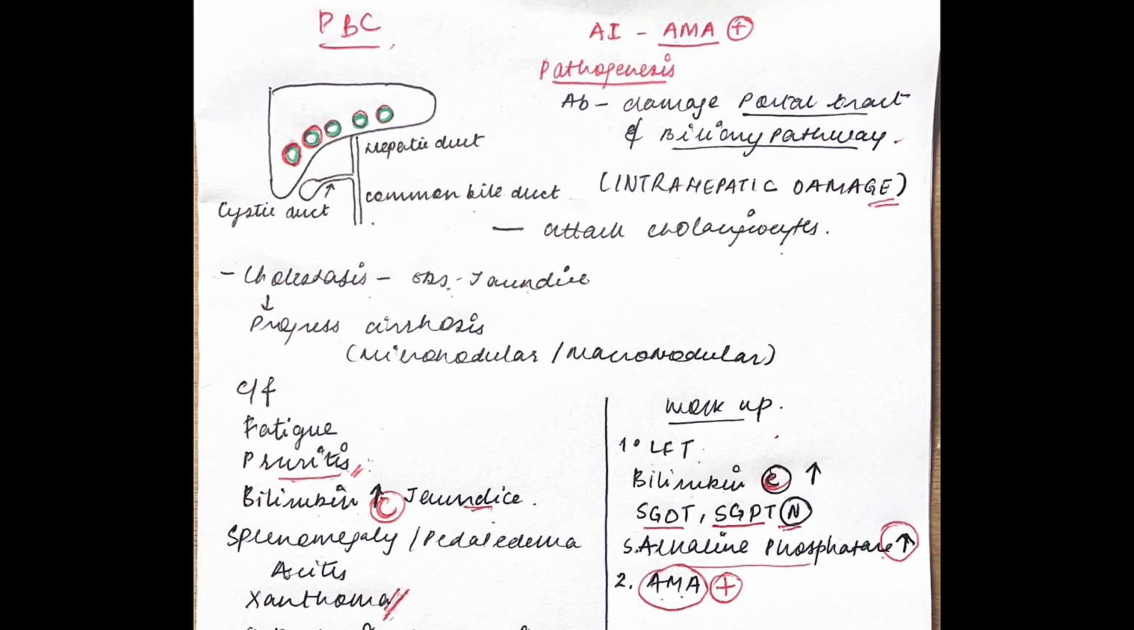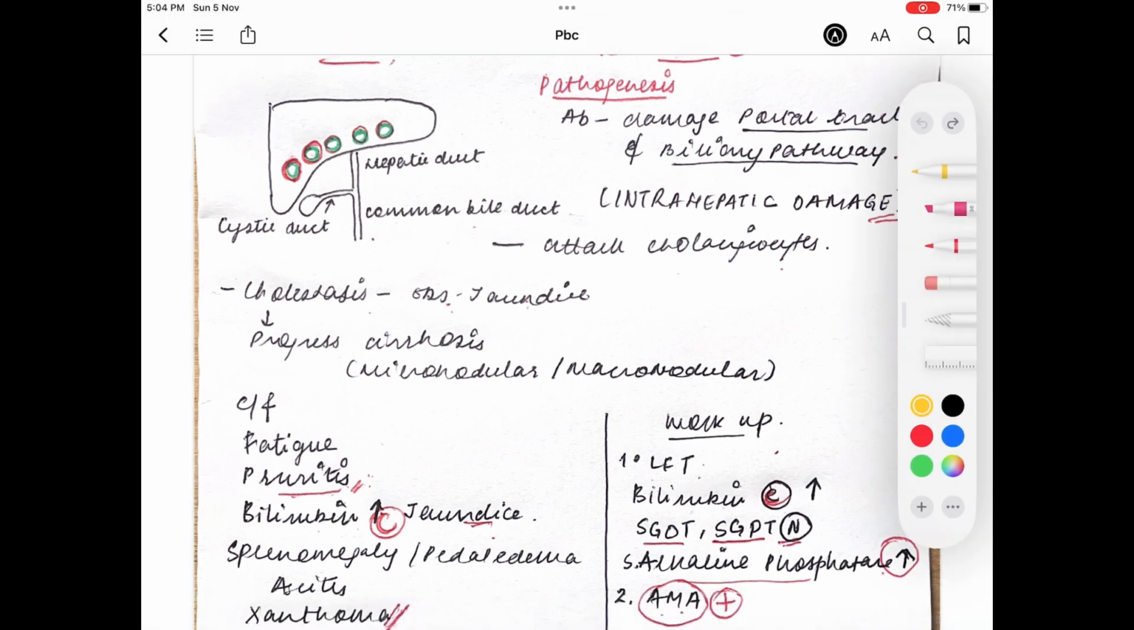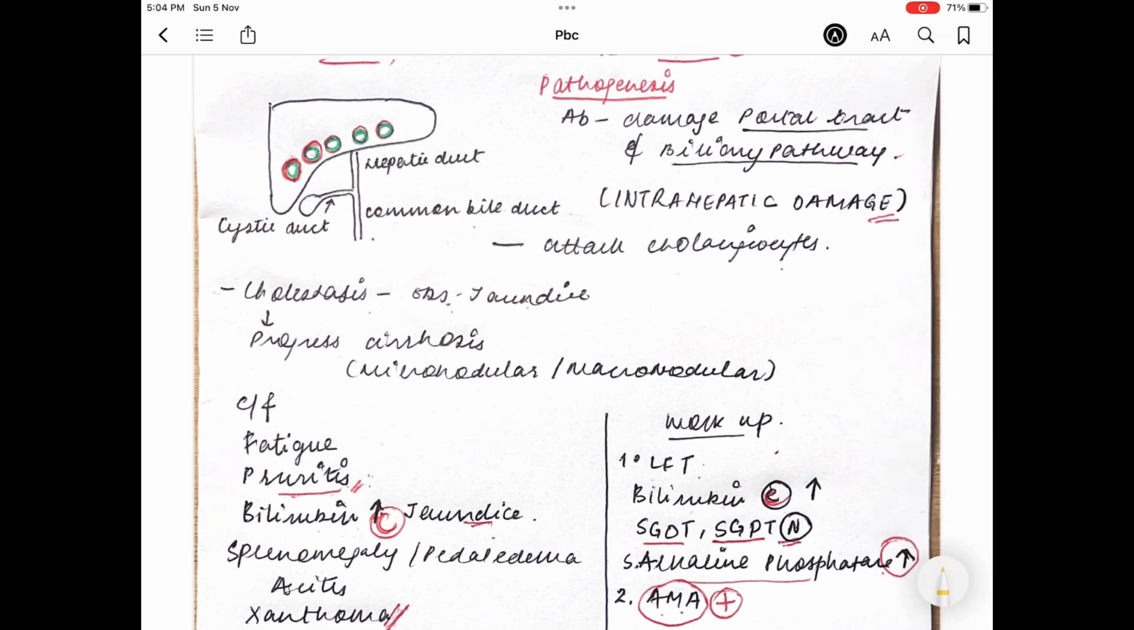Now we study the pathogenesis of PBC. These antibodies damage the portal tract and the biliary pathway. Usually these antibodies attack the cholangiocytes. What are the cholangiocytes? These are the cells which line the bile duct. So now see, this is the liver, these are the bile ducts, and these are the cholangiocytes. So these antibodies attack these cells and result in cholestasis, which is seen in obstructive jaundice.